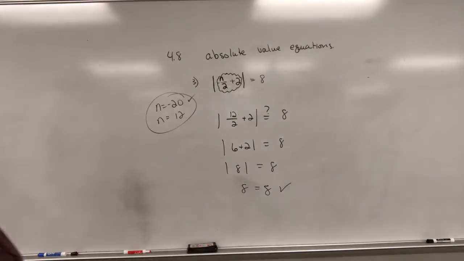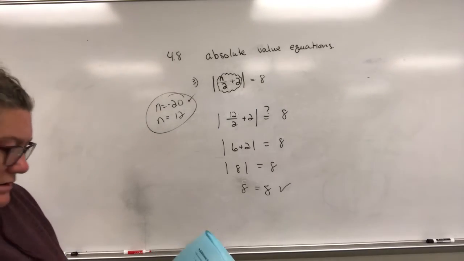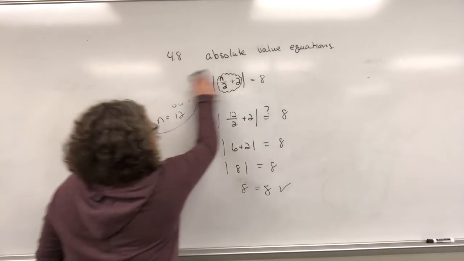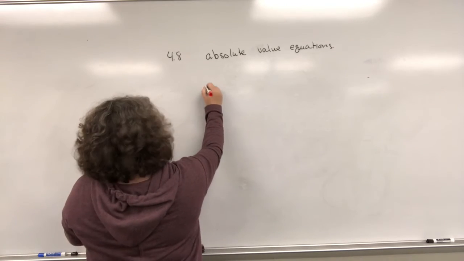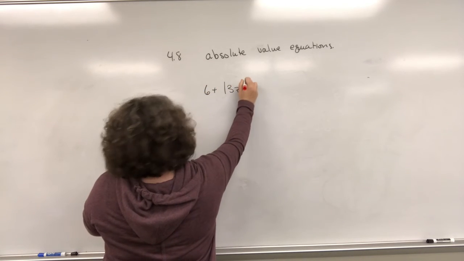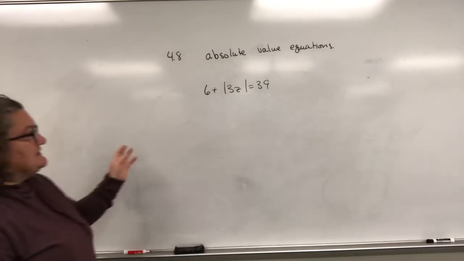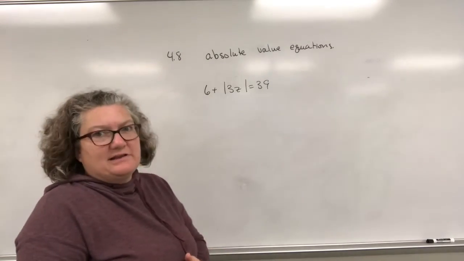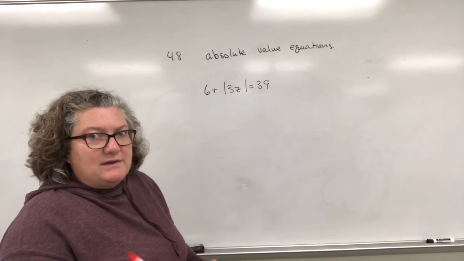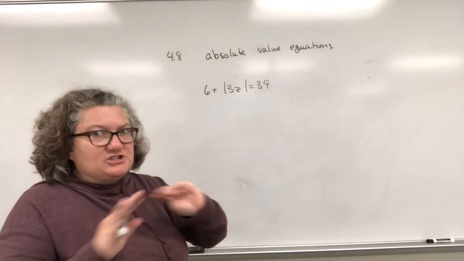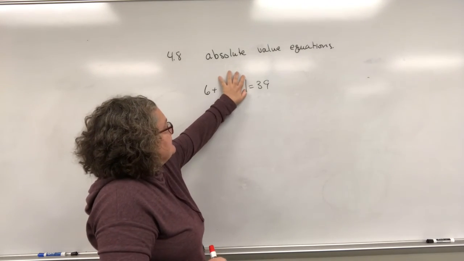All right, so let me see if there's another problem I want to do. One more. Okay, this one's a little bit different. We have 6 plus the absolute value equals 39. Now, all the problems we've done so far, I think we've only done 2, but it's always been absolute value equals something. So we can't set this into 2 equations until we have just absolute value equals something. What I mean is we need to get this by itself first.